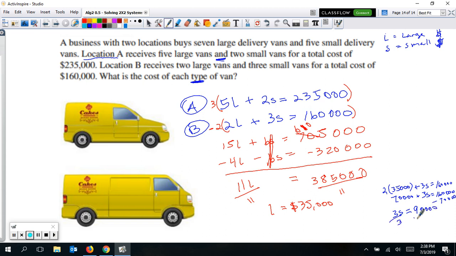So now when I divide by 3, basically 9 divided by 3 is 3. So that's going to be 30,000. So S, put the S over here, is going to be $30,000. So there's our answer for how much each one of those vans cost. The large one's $35,000, the small one's just $30,000.